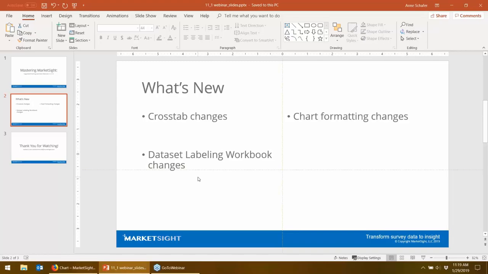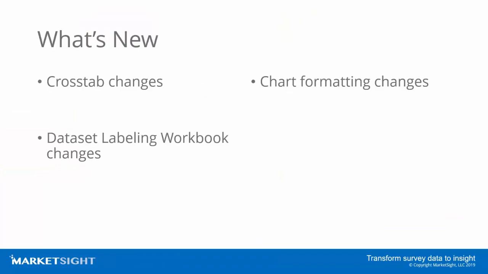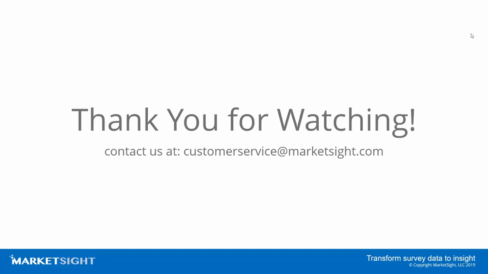So that brings us back to our slides here. And again, just in summary of the different areas that we've covered, we've mentioned some of the crosstab changes, both current and upcoming, things like freezing the panes and nesting the row variables. The Dataset Labeling Workbook changes that we've made, so filling out UDVs, for example. And then, of course, some of the formatting options that are now available for charts. At this point, we're going to take a look at the questions that have come through to see if we can answer any of those. Give me just 1 second to run through those here.